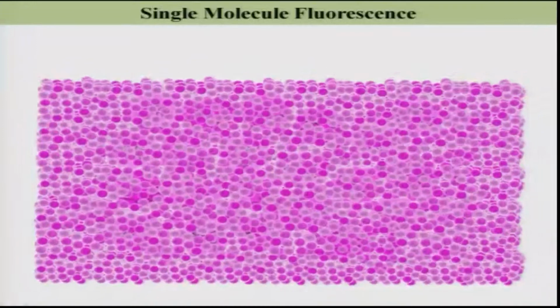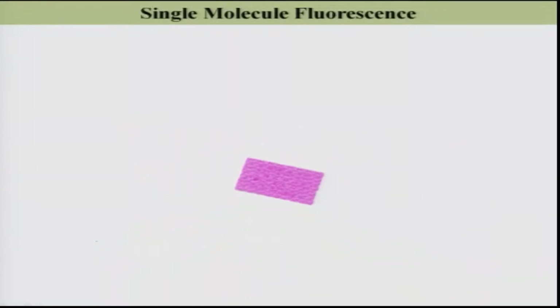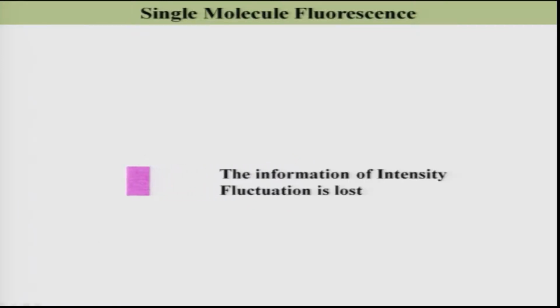So, in this case, what you are going to see from far apart, I cannot distinguish the different colors of different biomolecules present in my sample. That means the information of intensity fluctuation is now lost, right, I cannot see. So, for me all these colors are equal, from here to here it looks like a single color, right, I cannot distinguish this.